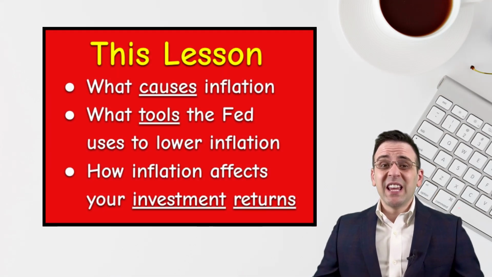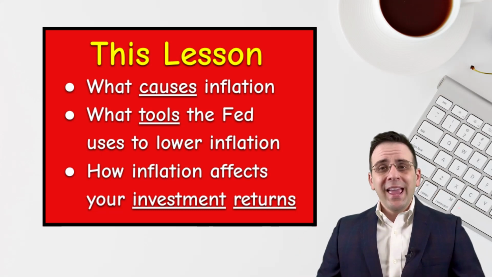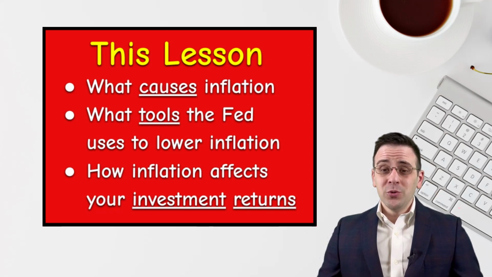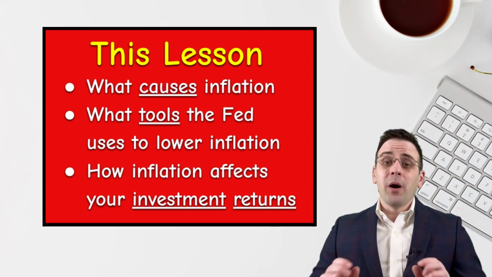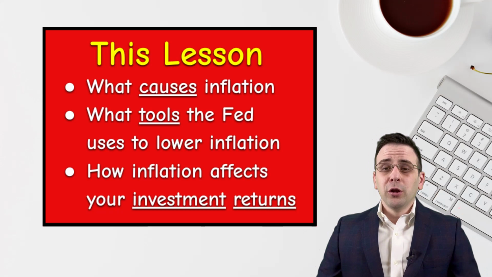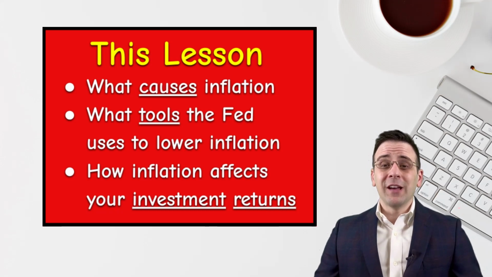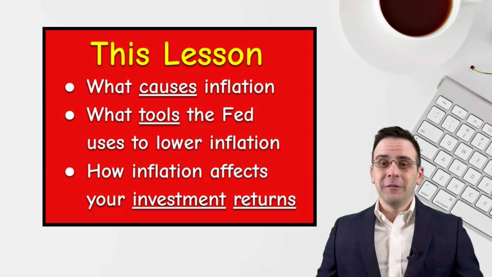In our last class, we learned about the purpose of money, inflation, and two main players, the federal government and the Federal Reserve, or the Fed. In this class, we're going to continue the discussion by learning what actually causes inflation and what tools the Fed uses to bring inflation down while trying to also keep unemployment low. We'll conclude by showing you how inflation affects the returns on our investments.